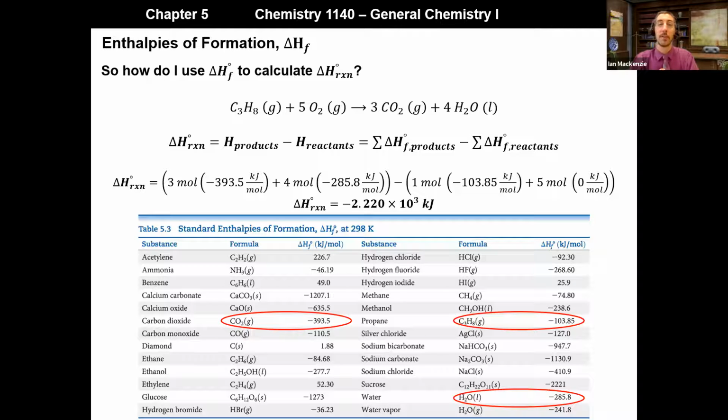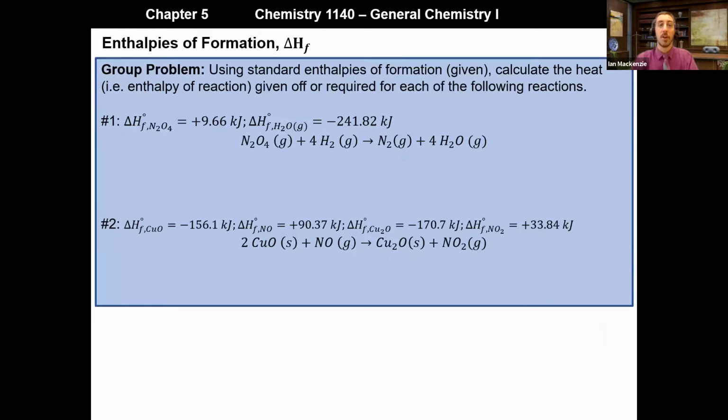What's wonderful about this is we didn't have to do any calorimetry. You simply had to go to a table, and there are many out there. There's this one in your textbook, but there's many others. Find the enthalpy of formation for the substances that are involved in your reaction, and then follow this process to determine the overall change in enthalpy for the reaction. So let's do a couple examples of this.